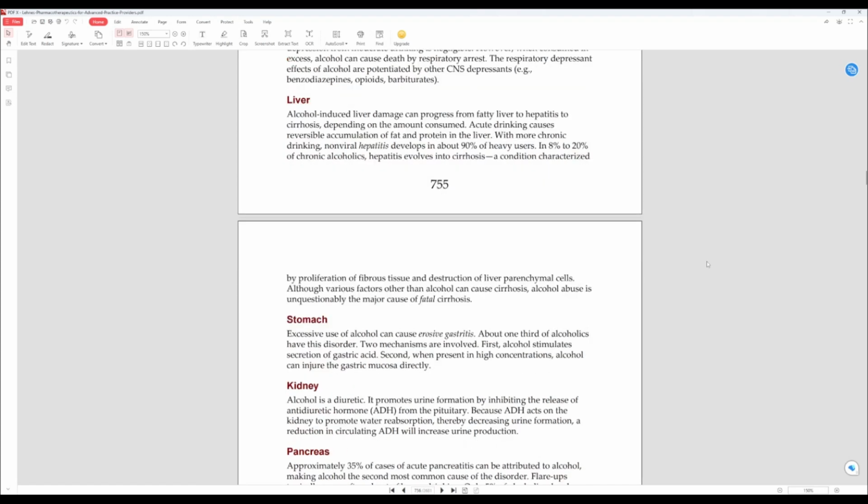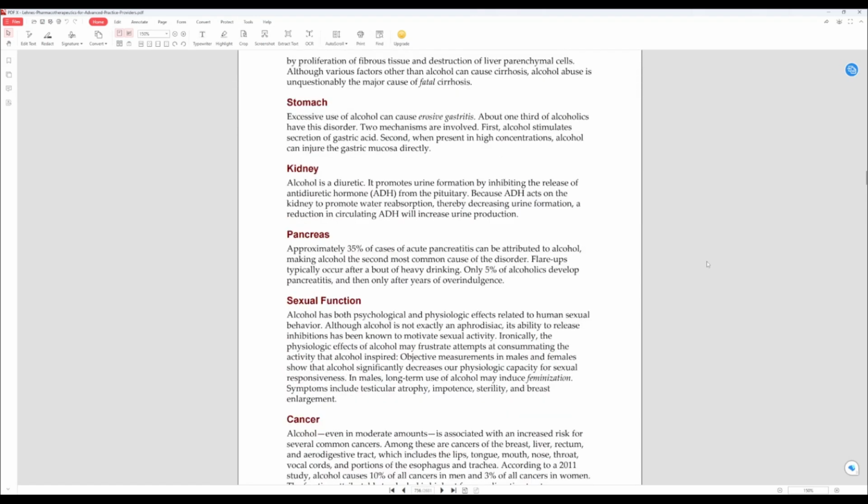Alcohol-induced liver damage can progress from fatty liver to hepatitis, to finally cirrhosis, depending on the amount of alcohol consumed. Acute drinking causes reversible accumulation of fat and protein in the liver. With more chronic drinking, non-viral hepatitis develops in about 90% of heavy users. In 8 to 20% of chronic alcoholics, hepatitis evolves into cirrhosis, a condition characterized by the proliferation of fibrous tissue and the destruction of liver parenchymal cells. Although various factors other than alcohol can cause cirrhosis, alcohol abuse is unquestionably the major cause of fatal cirrhosis.